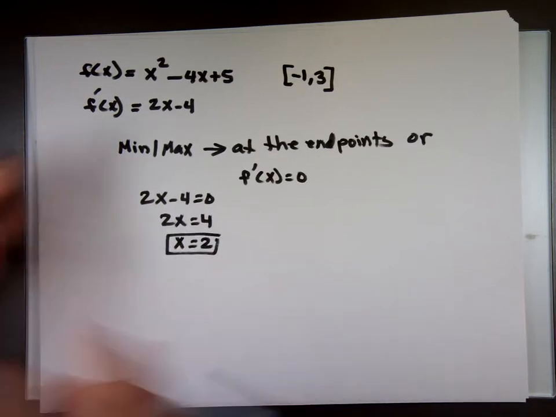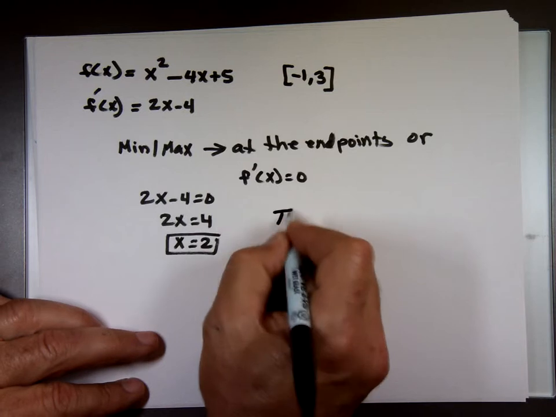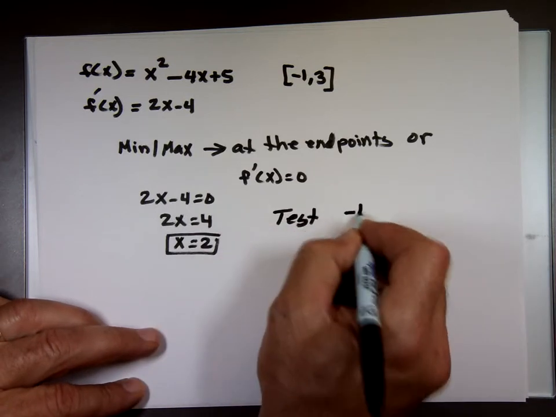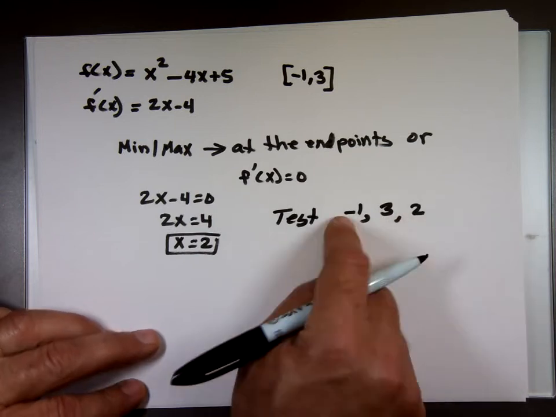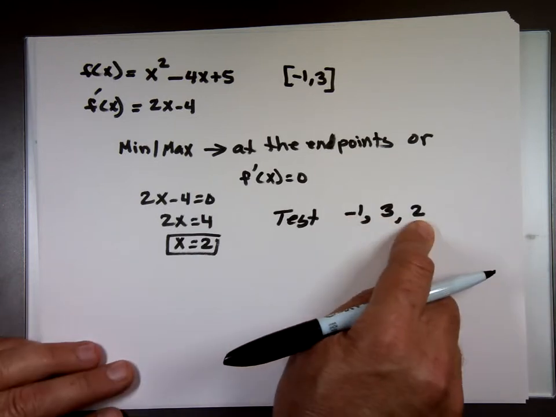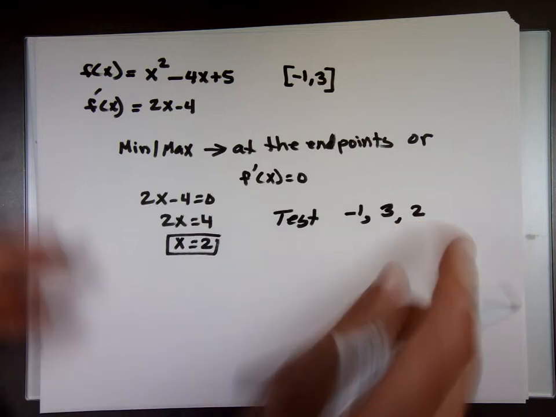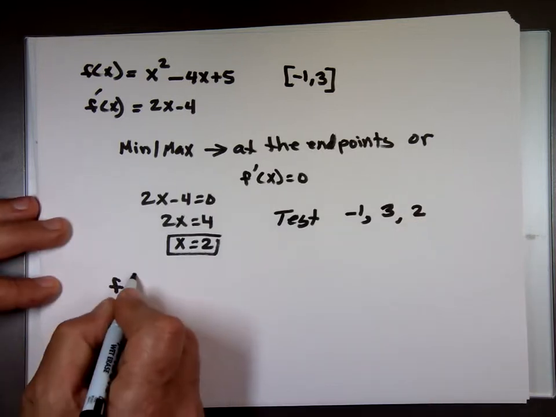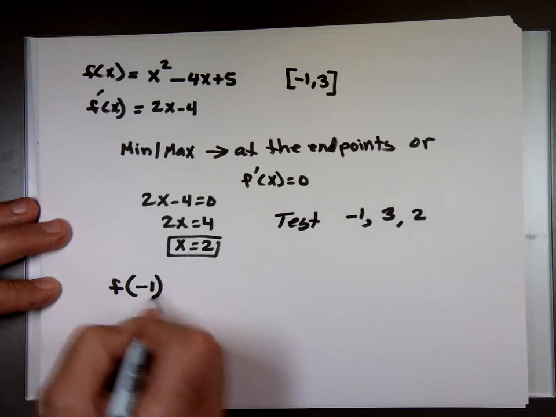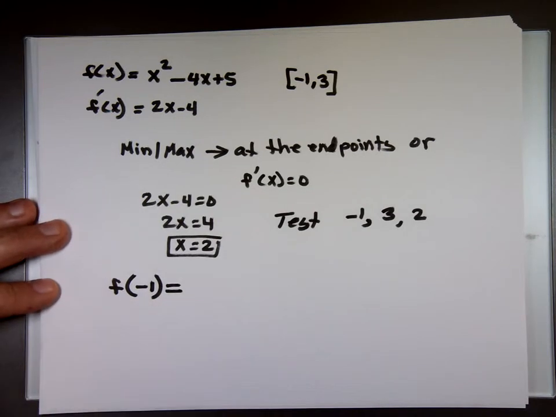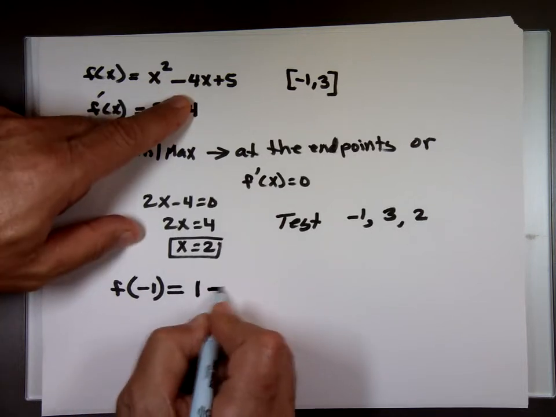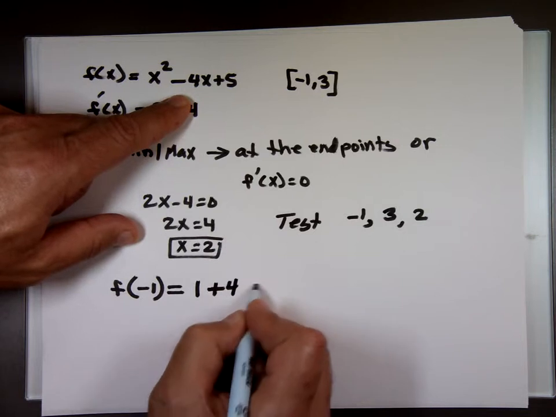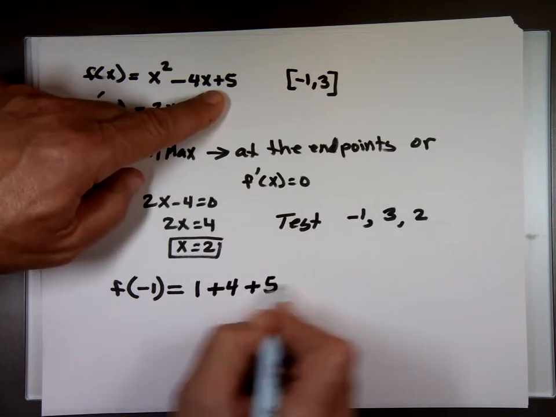So there are 3 points to test. I'm going to be testing negative 1, I'm going to be testing 3, and I'm going to be testing 2. These are the endpoints. This is where the derivative is 0. What is the value of the function, not the derivative, at minus 1? That'll be a 1 here, plus 4, plus 5, which is 10.